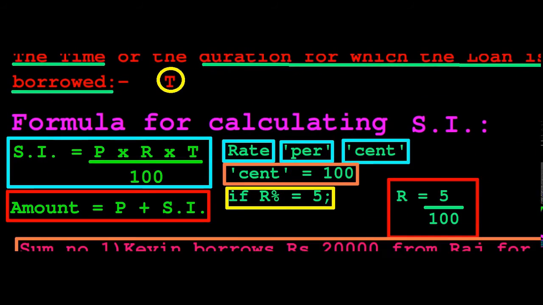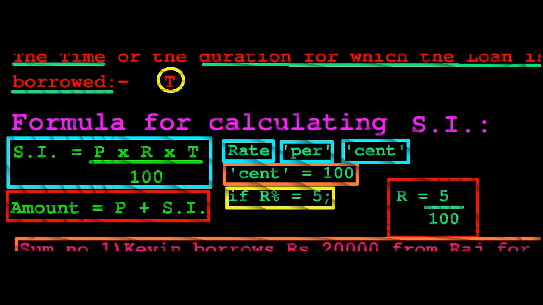Okay friends, now I will teach you the formula for calculating simple interest, or SI. Friends, SI is equal to P into R into T divided by 100. And the amount is equal to P plus SI, means amount is equal to principal plus simple interest that we will be calculating.